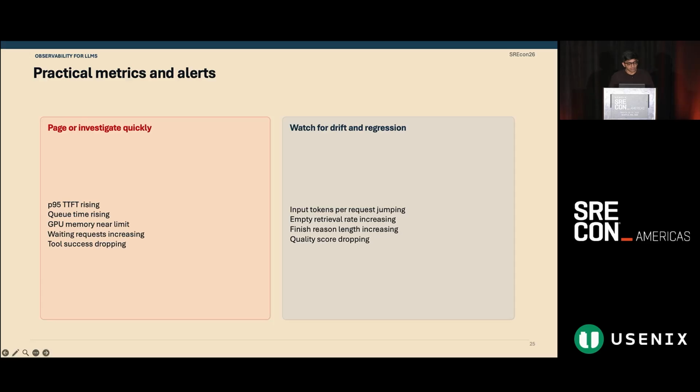Some of the practical metrics and alerts that we should have for LLM applications are time to first token rising, the number of requests waiting in the queue, the GPU memory being near limit, and tool success rate dropping. Other things that we should watch for regression are input tokens per request, empty retrieval rate, finish reason length increasing, and quality score dropping.